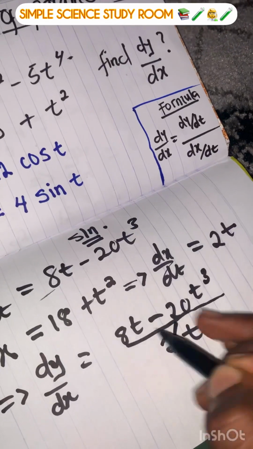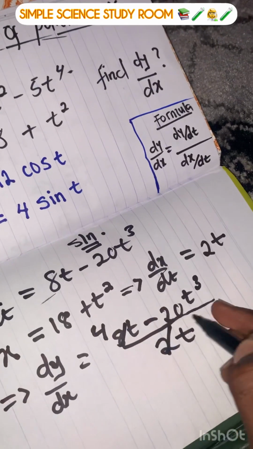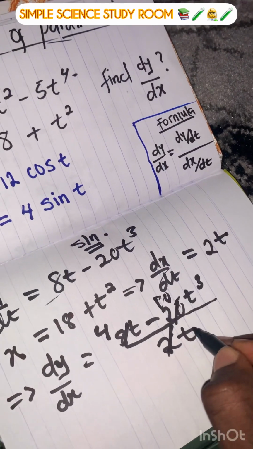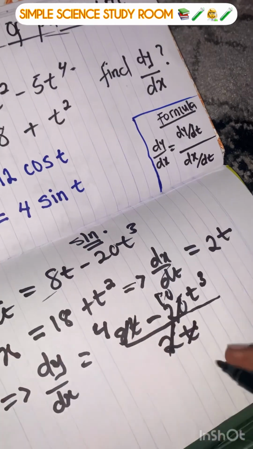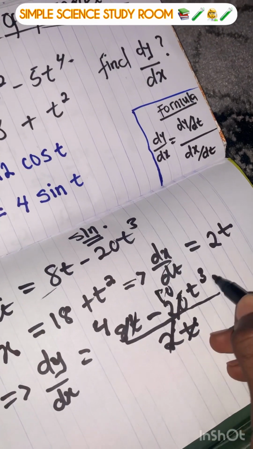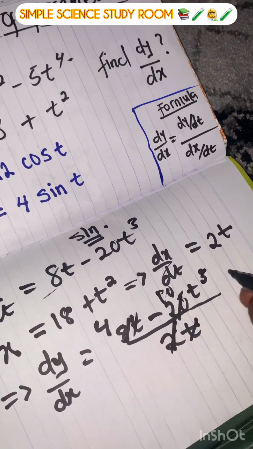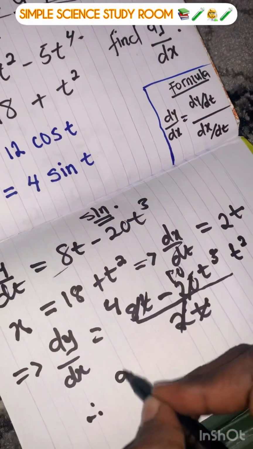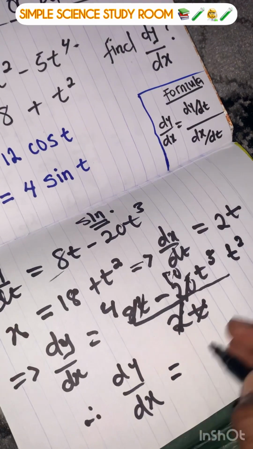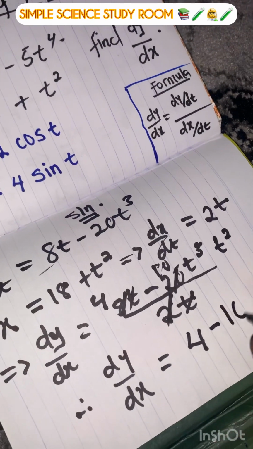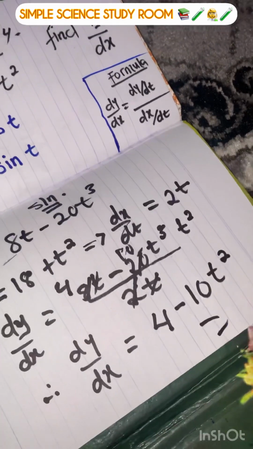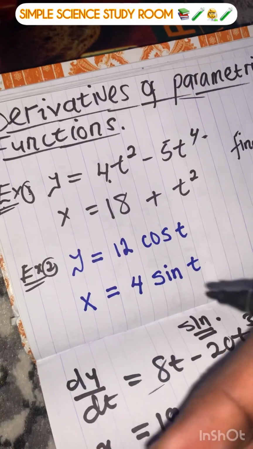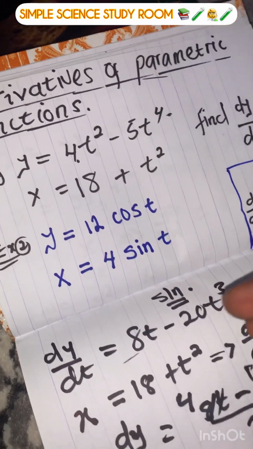Now here 2 can go into 8 4 times, and 2 can go into 20 10 times. Still, here we have t, it can cancel this, and here we have t that can reduce 1t from this t cubed. Therefore, we are remaining with t squared here. Therefore dy by dx equals 4 minus 10t squared. That's it, very simple. Now let's try to solve this parametric function using trigonometric functions.